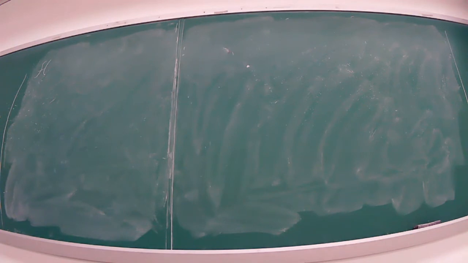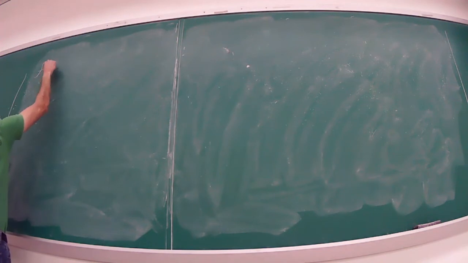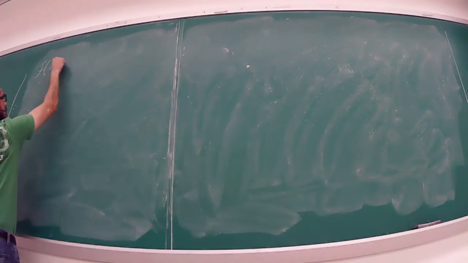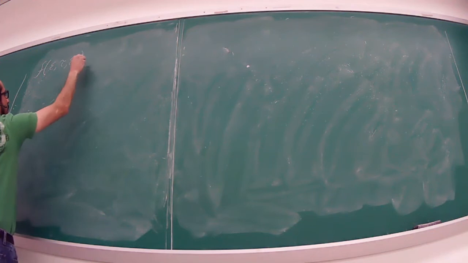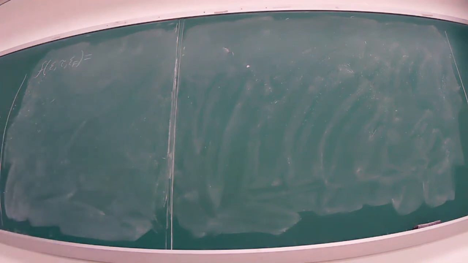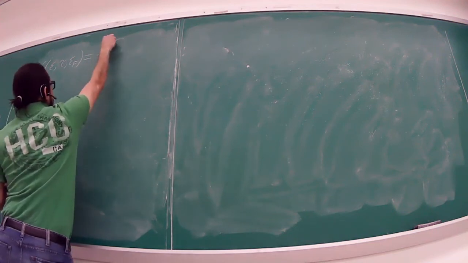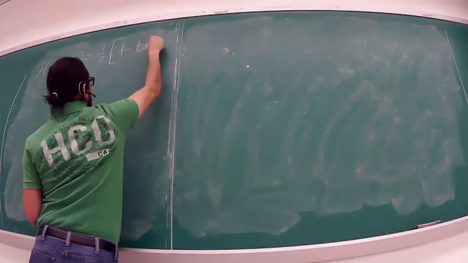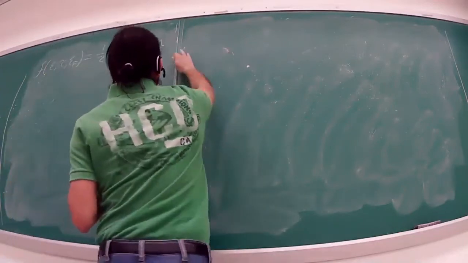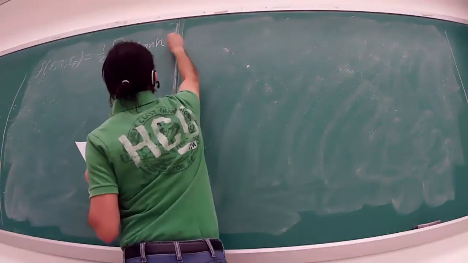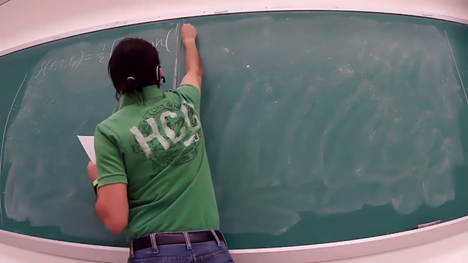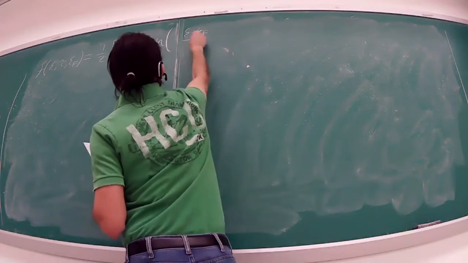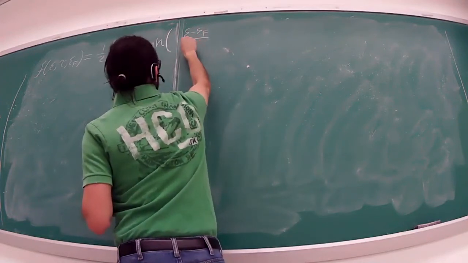We derived it. We saw that the Fermi-Dirac distribution is equal to 1/2 of 1 minus tanh of (E minus EF) divided by 2 tau.